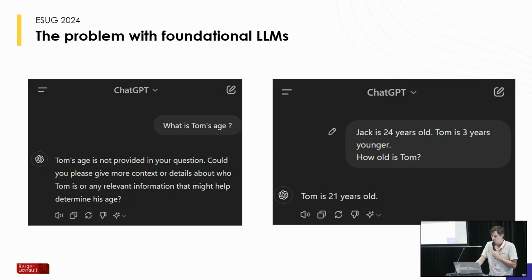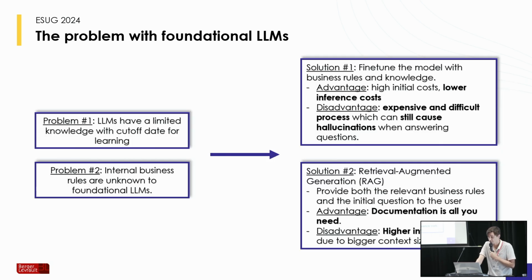If you went on ChatGPT and asked, what is Tom's age? ChatGPT would just say, I don't know the age, I don't have enough information, can you give me more context? However, if you said, Jack is 24 years old and Tom is 3 years younger, how old is Tom? Then, of course, it's able to deduce that Tom is probably 21 years old. So this is what I mean by retrieval augmented generation: if you provide the right context, it can increase the quality of the response. The advantage of this technique is that all you potentially need is just the right documentation. However, the disadvantage is that you need to provide more data with your initial query, which increases the inference costs.